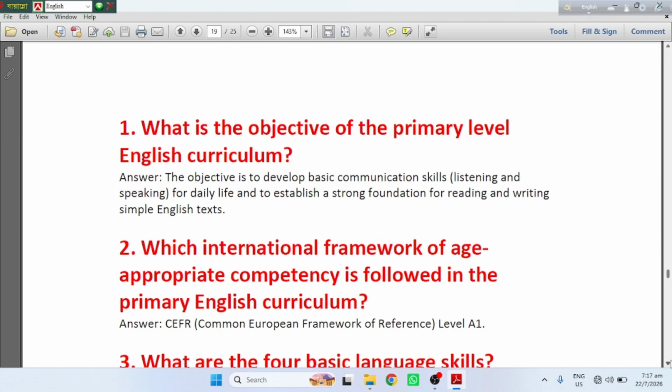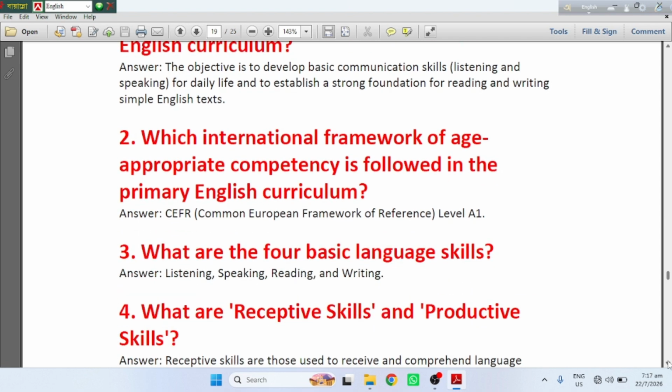What is the objective of primary level English curriculum? The objective is to develop basic communication skills, listening and speaking for daily life, and to establish a strong foundation for reading and writing simple English text. Which international framework of age-appropriate competency is followed in the primary English curriculum? CEFR, Common European Framework of Reference, Level A1.